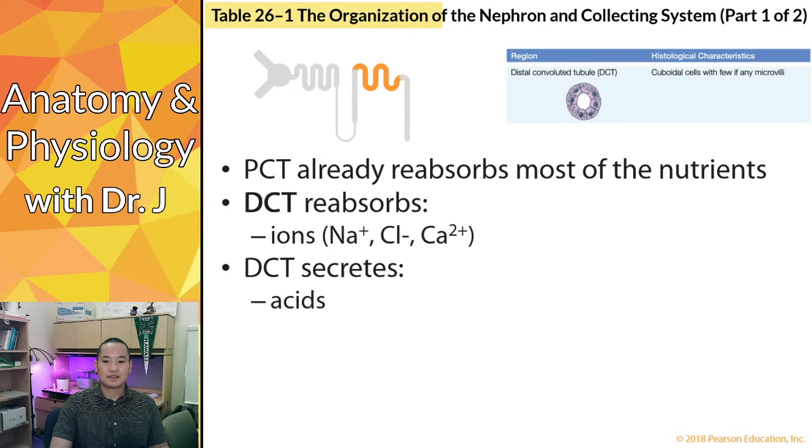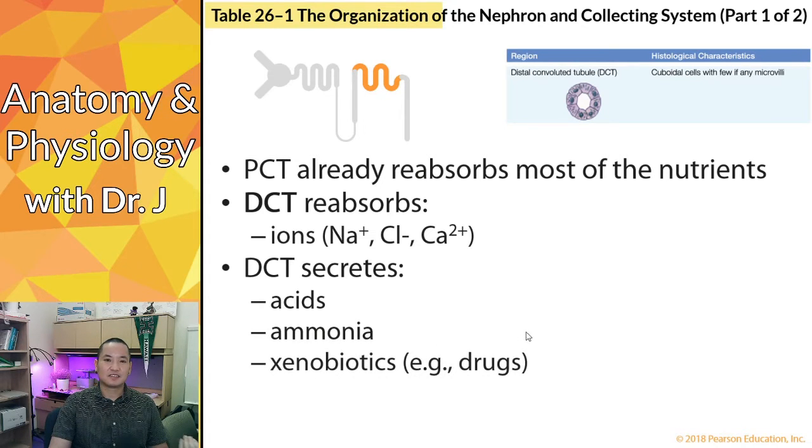And what can it secrete? Well, say your blood is tending toward the acidic side. It might want to dump more acids, namely protons, into your urine. It also secretes ammonia and xenobiotics and drugs in both the DCT and collecting system. And toxicants, things that are harmful to your body.